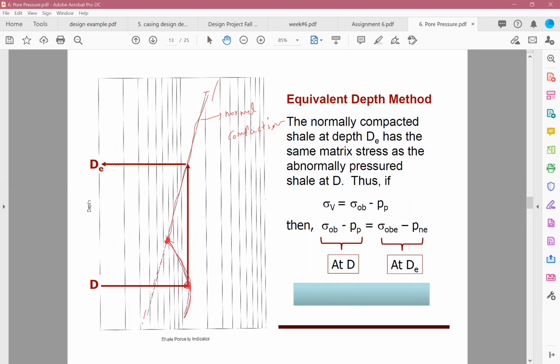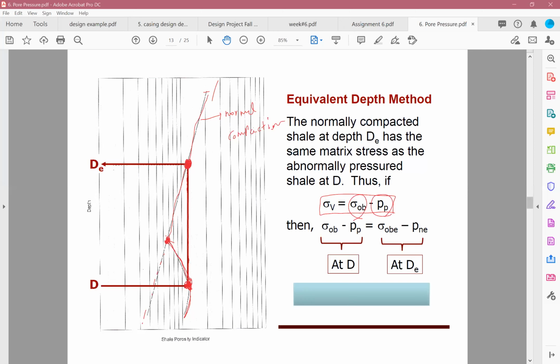Now, at this point, if you go vertically until you hit the normal curve, these 2 points have the same effective stresses, right? The difference between overburden and pore pressure, we define that, right? So these 2 points, since they have the same porosity, it means that the overall force being acted is the same, because they are the same type of rock, both are shale, right? They have the same porosity, and that means that they have the same effective stress being applied to them, and definition of effective stress is overburden stress minus pore pressure, right?